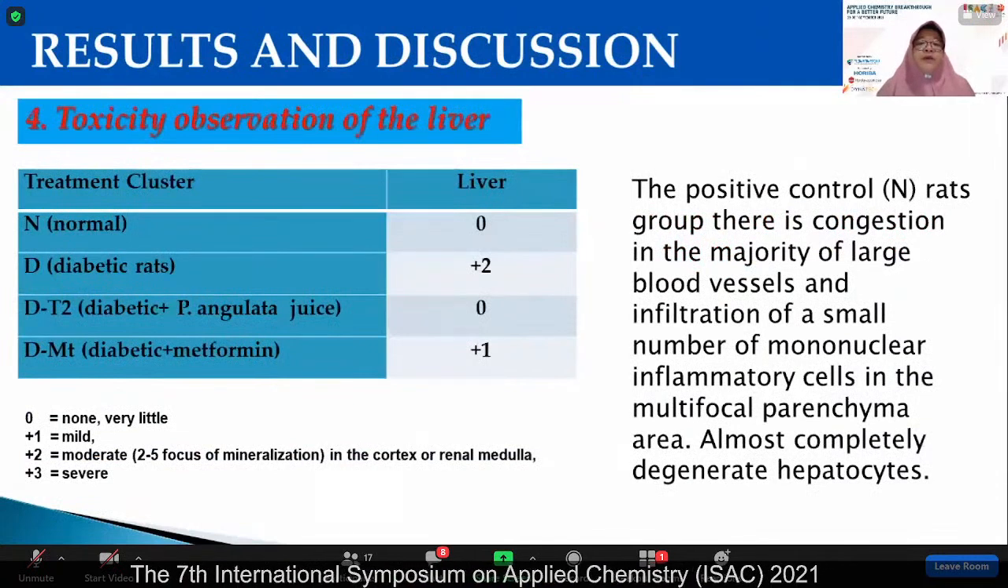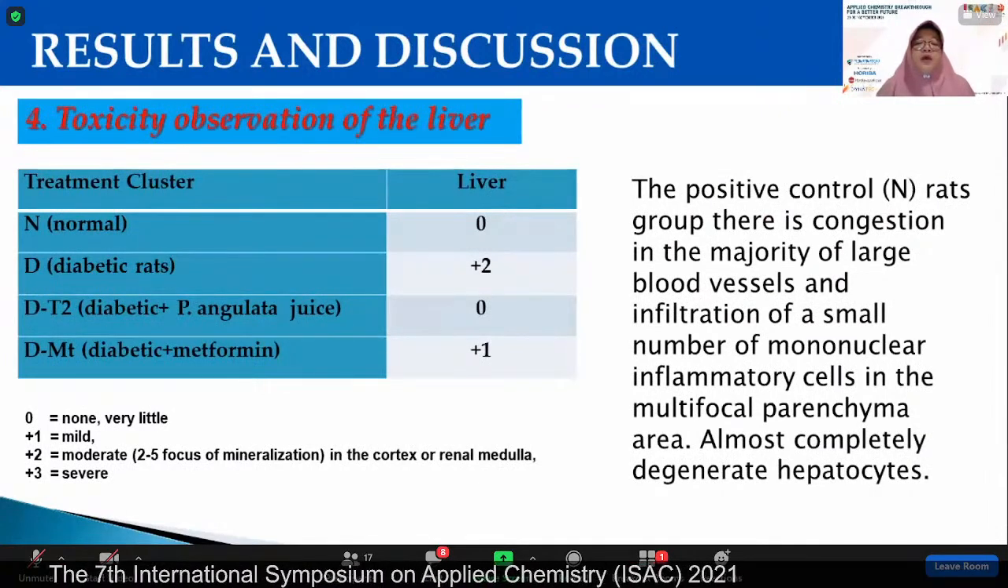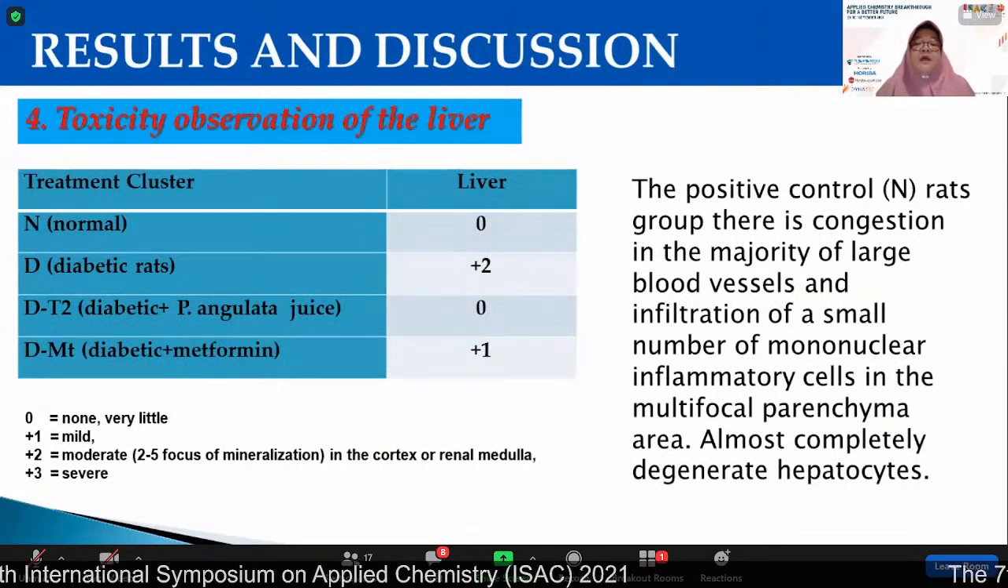Toxicity observation of the liver. In the positive control rat group, there is congestion in the majority of large blood vessels and infiltration of a small number of mononuclear inflammatory cells in the multifocal parenchyma area. Almost complete degeneration of hepatocytes.